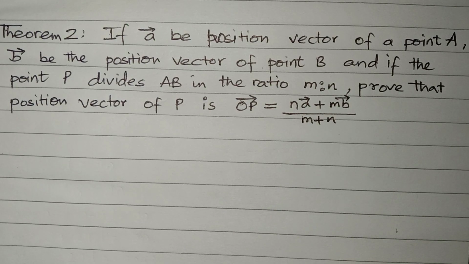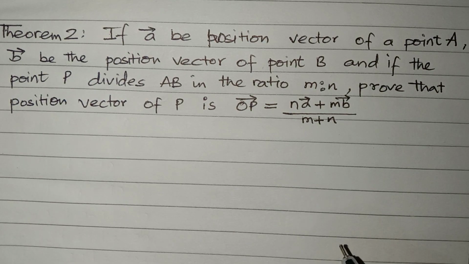Here we go with the second theorem of vector geometry. The second theorem goes like this: if vector A is the position vector of the point A, vector B is the position vector of point B, and if the point P divides AB in the ratio m:n, then prove that the position vector of P is vector OP equal to n times vector A plus m times vector B upon m plus n. Okay, so first of all, let's check what we are given.